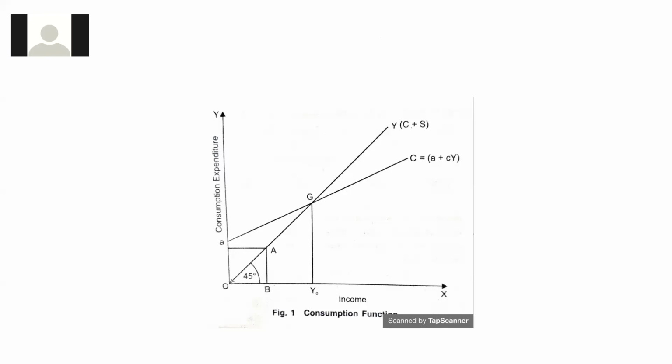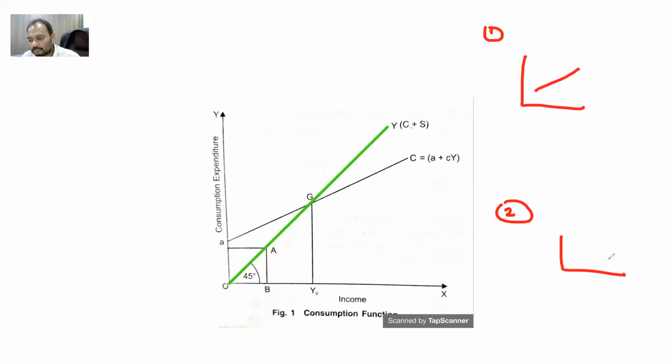The income line is a 45-degree line. Can you all see this income line, the green one? Yes, sir. Okay, I'm drawing two curves on the screen. Tell me which is positively sloped and which is negatively sloped. Watch this carefully. Number 1 and number 2. Which is the positively sloped curve and which is the negatively sloped curve?